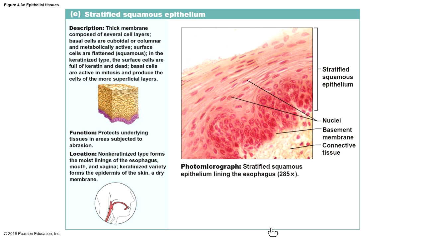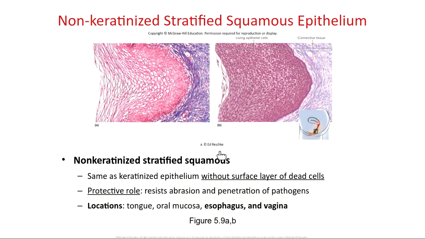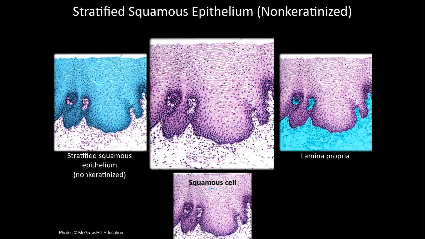Again, I'm just drilling this into your brains, these different tissues. Non-keratinized, remember, is open to the outside: esophagus, vagina. Major locations for the non-keratinized stratified squamous. It still does play a protective role, though, just because it's stratified. You've got your stratified tissue there.